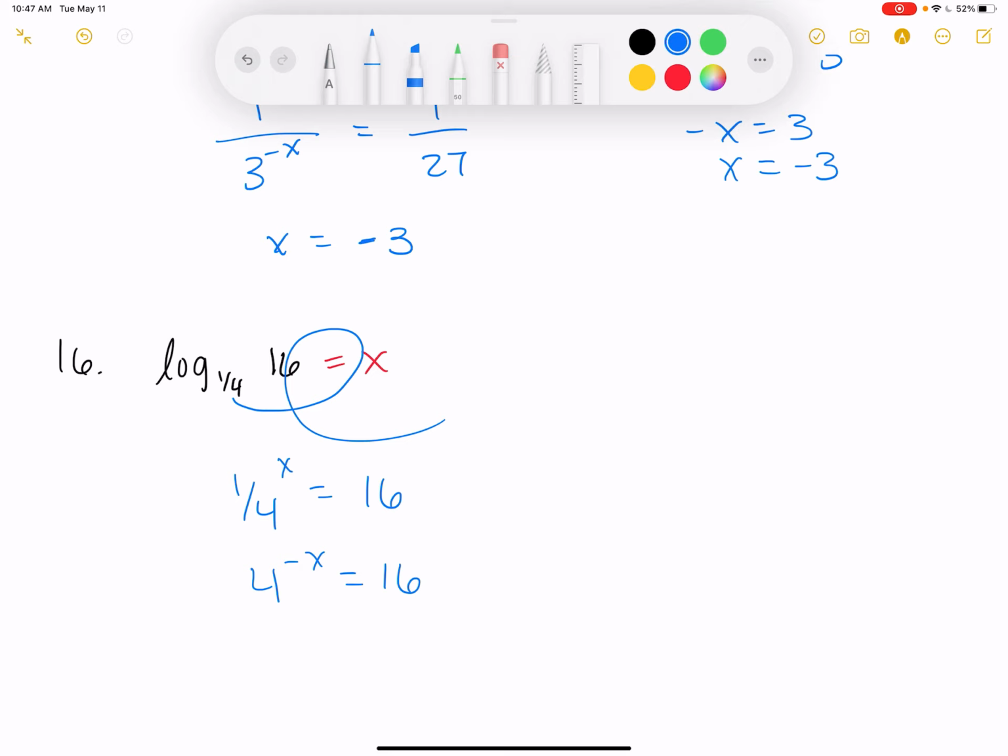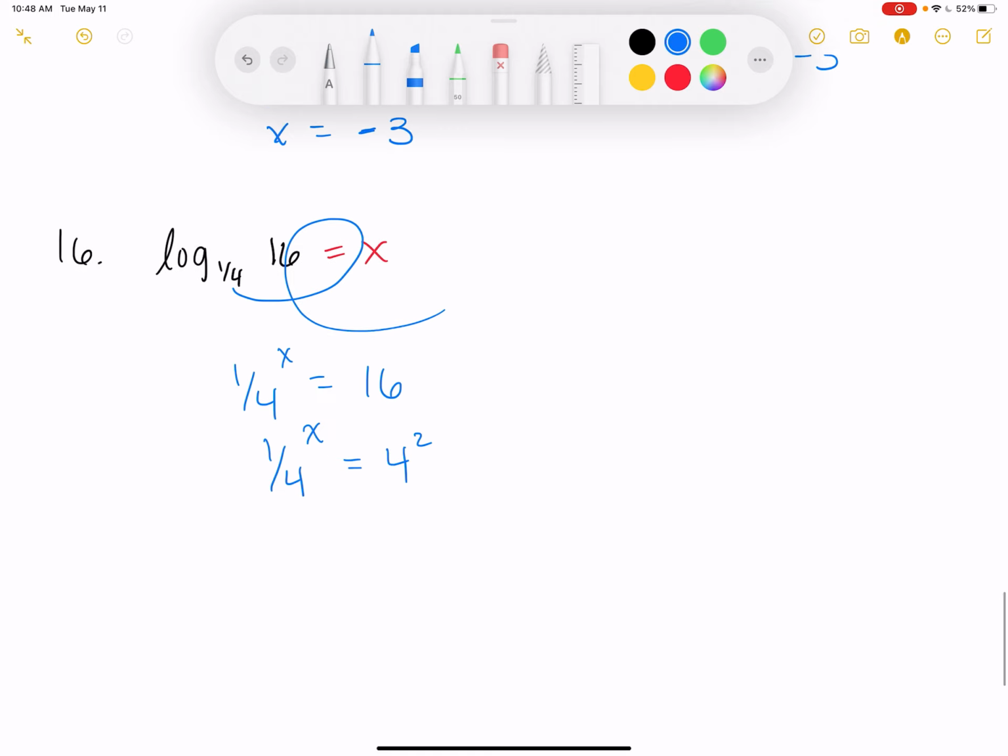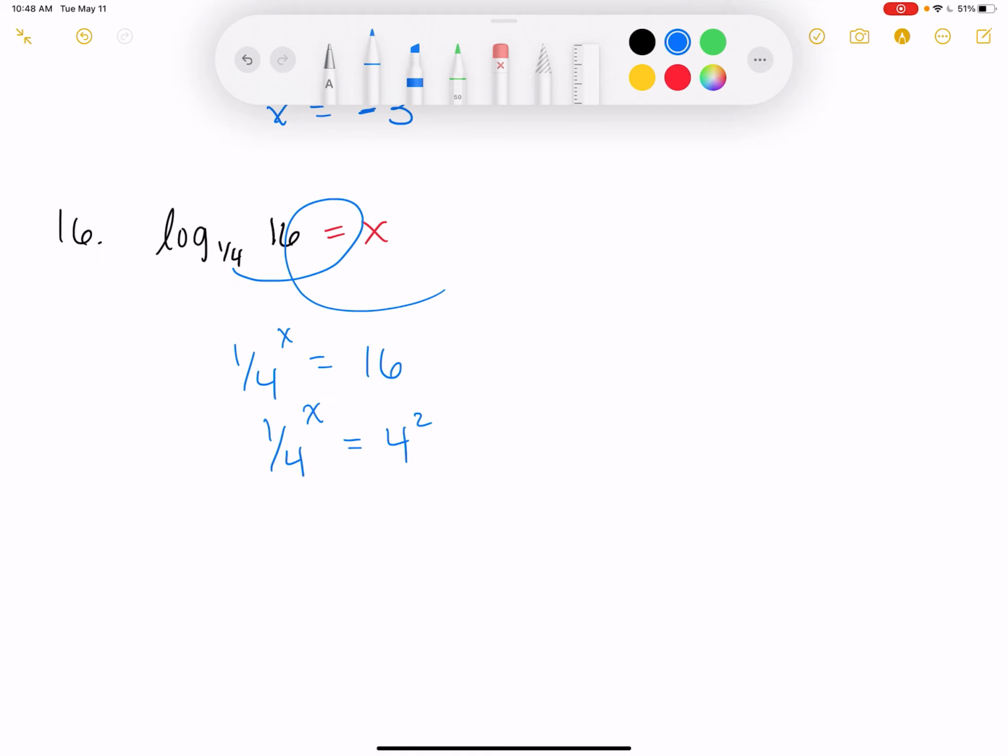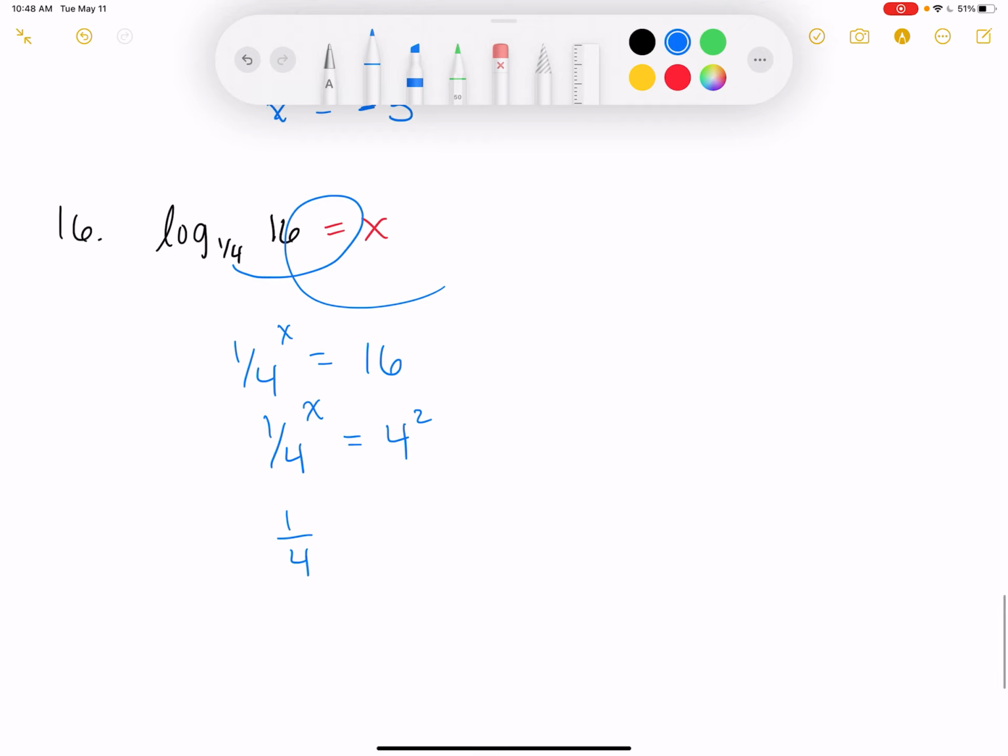Okay, or to switch the 16 and make it on the bottom in terms of 4, which is probably the easier thing to do. So leave the left side alone for the moment. Okay, 16, if I were to write 16 in terms of 4, what is 4 squared? Okay, 16. So it's 4 squared, but I want it on the bottom, so I'm going to make it 1 over 4 to the x is equal to 1 over 4 to the negative 2.